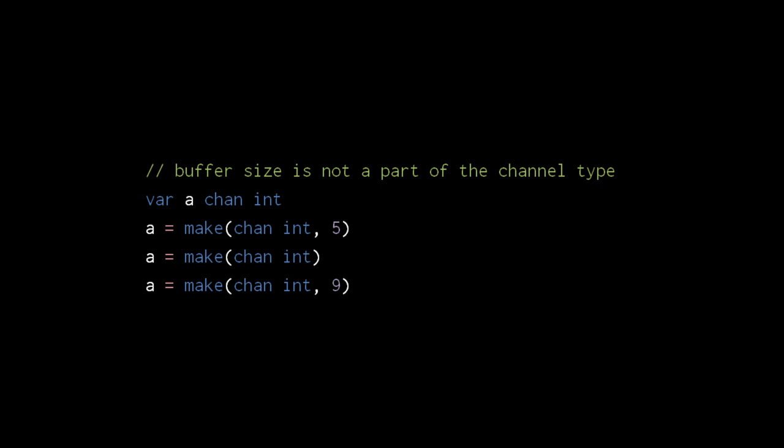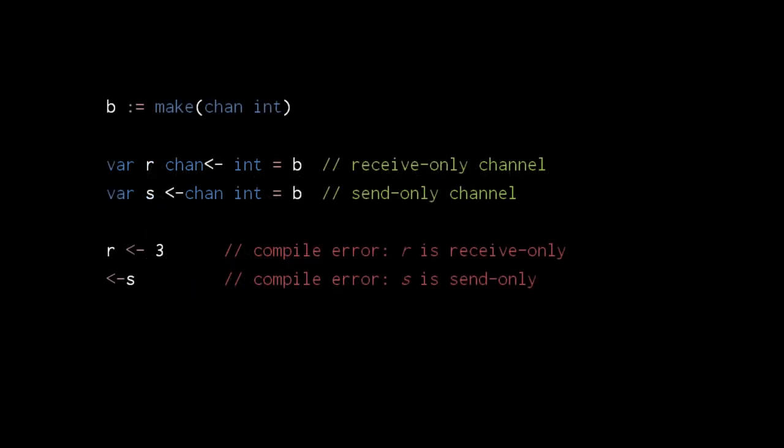Whether a channel has a buffer and the size of that buffer are not a part of the channel's type, so here we can assign any channel of ints to this variable A. For the sake of avoiding accidental misuses of channels, Go allows us to create unidirectional receive-only and send-only channel variables. To be clear, a channel itself is always bidirectional. Only channel variables may be unidirectional.